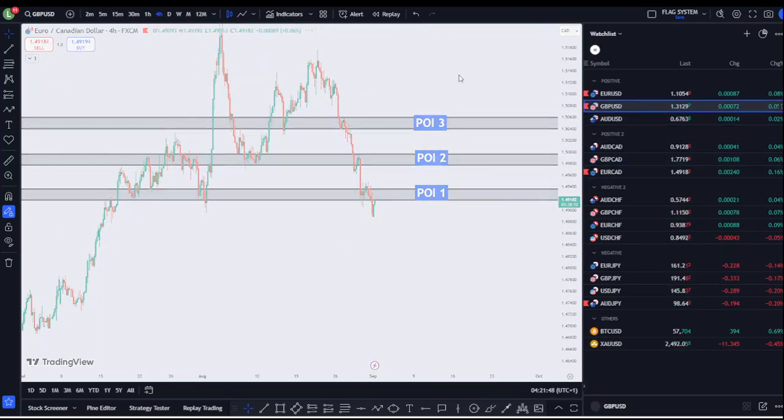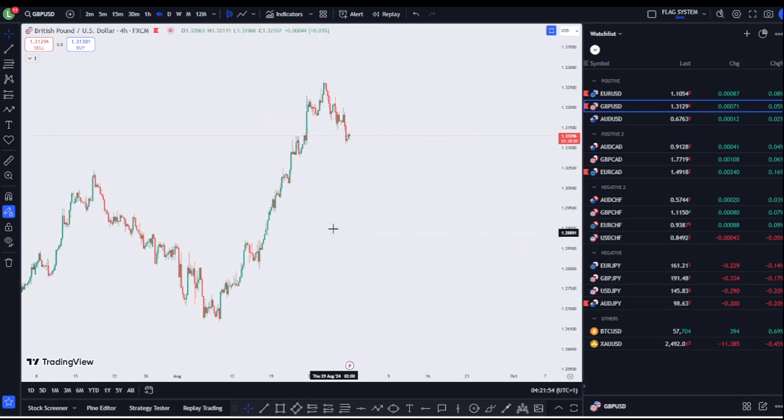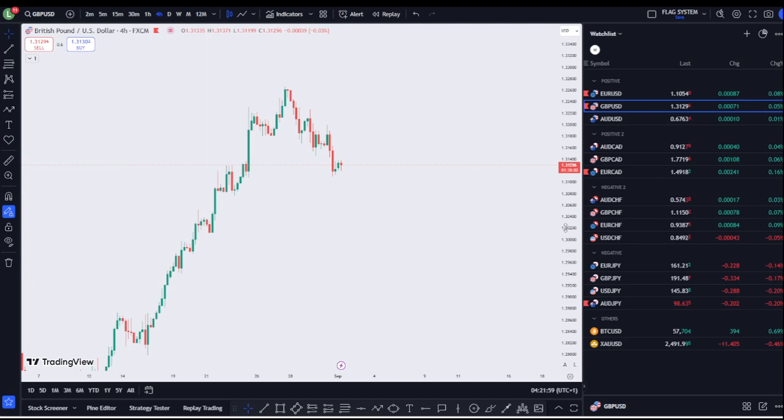And the next pair on my watch list is GBP USD, right? And looking at GBP USD, you will agree with me, the price action is clear, it is clean. You don't have to stress yourself. The next thing that you have to understand is who is dominating the market.